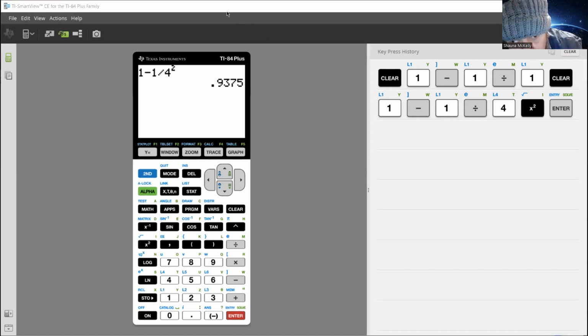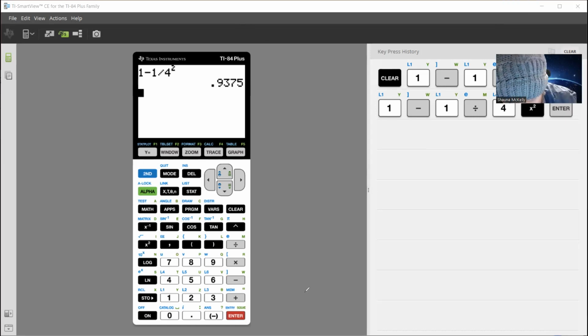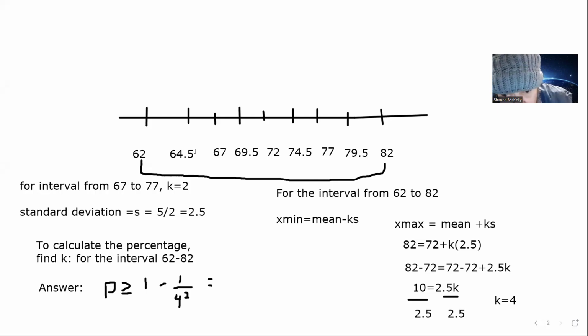Okay, so here we have our shared screen, whiteboard. Now it asks for a percentage, not a decimal. So we're going to have to convert this. To get a percentage, remember you multiply by 100, which just means the decimal point will move over twice to the right. This is 93.75%.